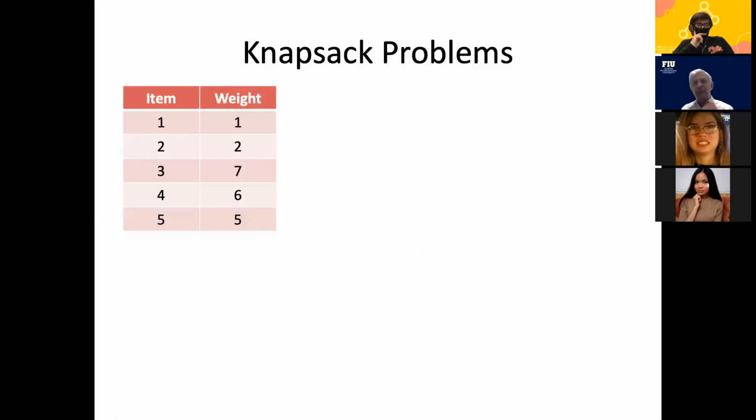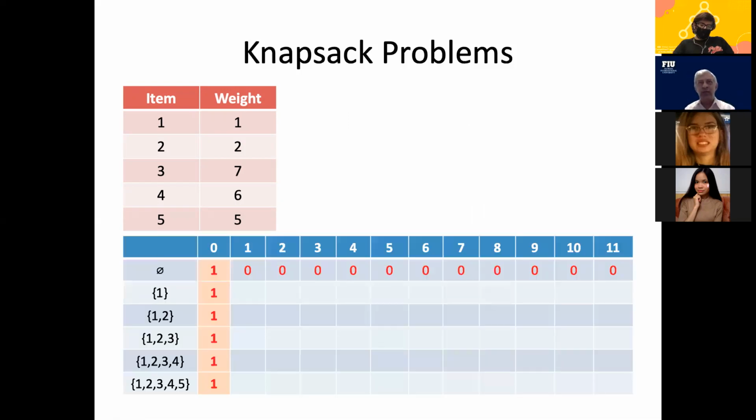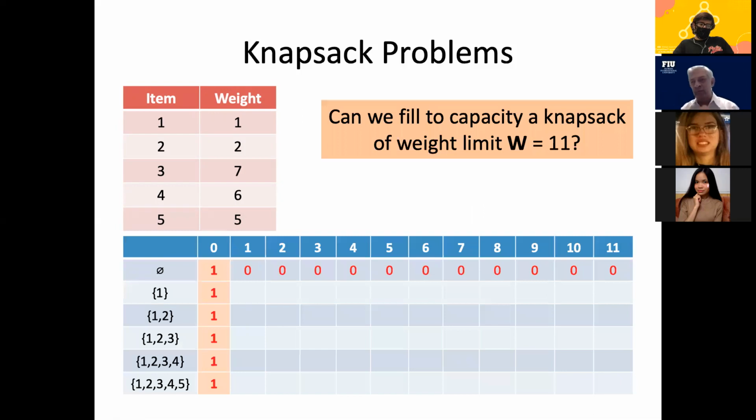This is the basic knapsack problem. You're given 5 items that you can put into the knapsack. The first one has weight 1, the second one has weight 2, the third one has weight 7, the fourth one has weight 6, and the fifth one has weight 5. And you're told that your knapsack has a total weight limit of 11. Ignore the box at the bottom. We're asked the question, can we fill to capacity a knapsack with weight limit W equal to 11?